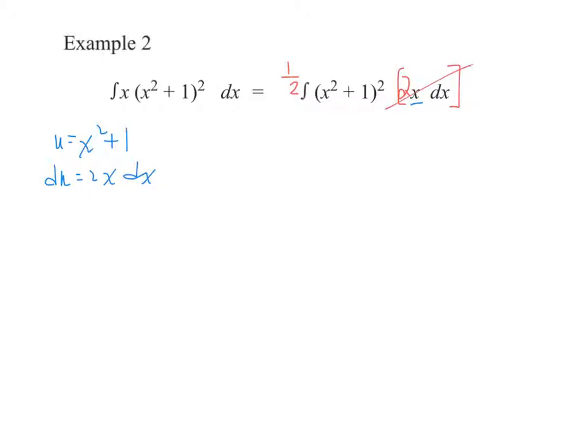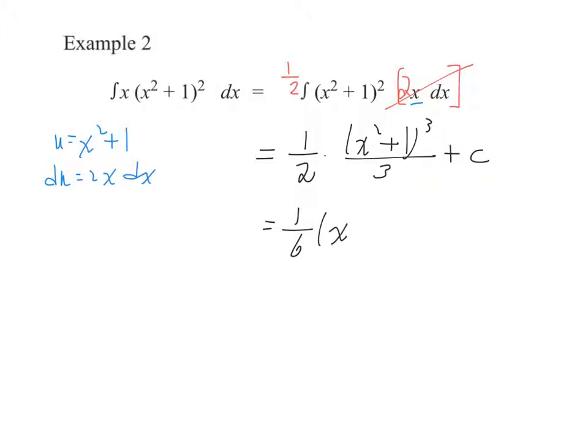I'll get rid of that extra part at the end and go ahead and do the power rule. Add 1 to the exponent and divide. So I have (x squared plus 1) cubed all over 3 plus c. To simplify, I can rewrite this all over top of 6 or a 1/6 in front. It's your own personal preference.